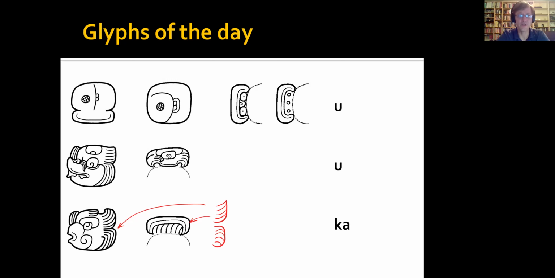Kai is just a generic fish. The word is kai, chai in various Mayan languages. And you get the whole fish or just the tail or half a tail. Those are varieties of the sign.